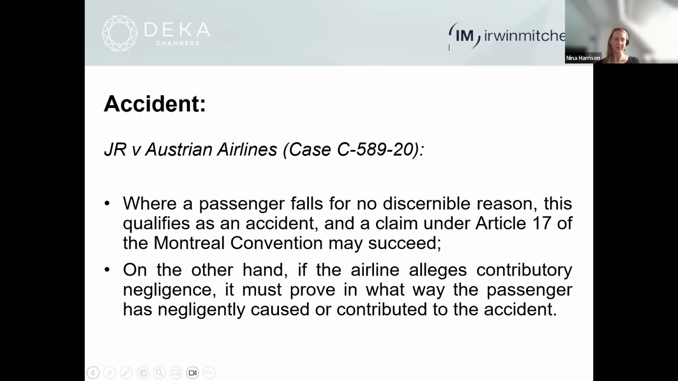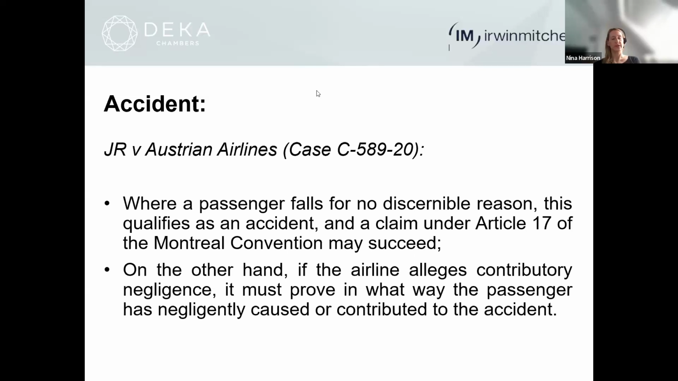This involved a claimant who was disembarking a flight using a mobile stairway. There were handrails, but the claimant had a handbag in one hand, and she was holding her two-year-old son in the other, so she wasn't holding the handrails and she fell. And the Austrian District Court dismissed this claim based on the fact that the defendant hadn't breached its obligations and the stairway didn't have any defects. And the claimant appealed, and the CJEU held that the aim of the convention is to create strict liability. So the fact there was no fault by the carrier didn't mean that it wasn't an accident. So where a passenger falls for no discernible reason, this could qualify as an accident, and a claim under Article 17 of the convention may succeed.